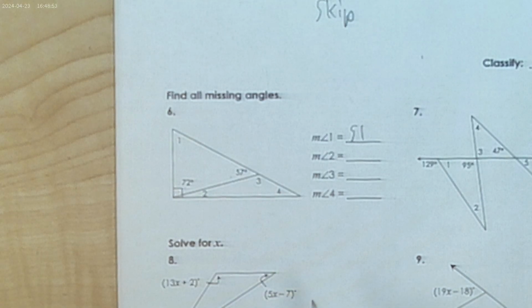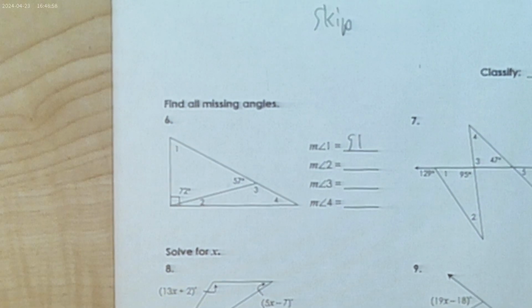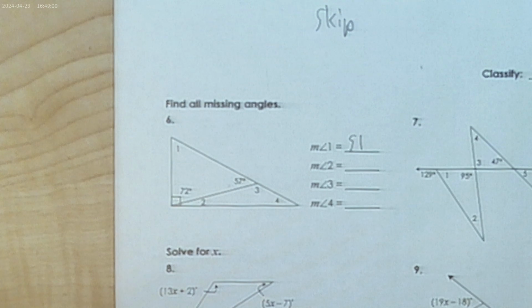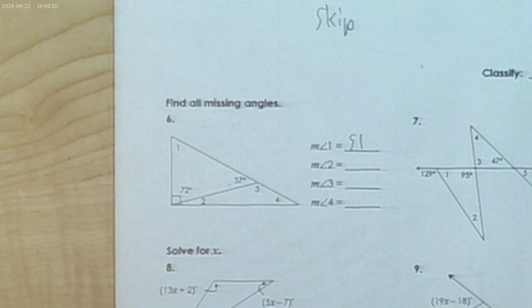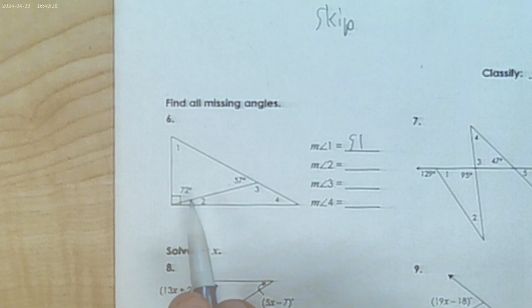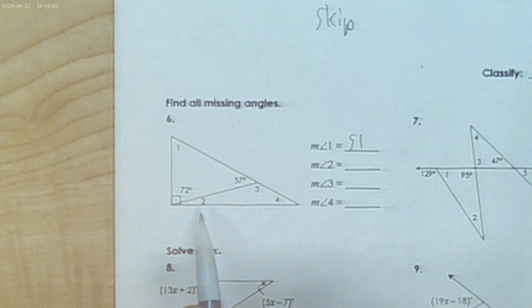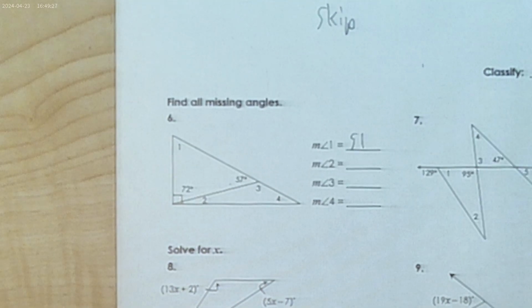This is going to be one of those ones where you don't necessarily solve it in order, but you solve it in the order that you can find the angles in. And so I can get angle 2 right now. 72 and angle 2 add up to make 90, because they're complementary. So 90 minus 72 gives me 18.